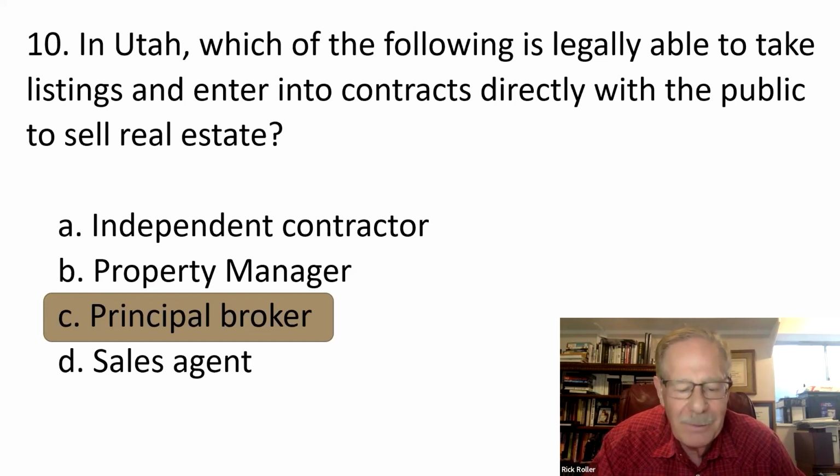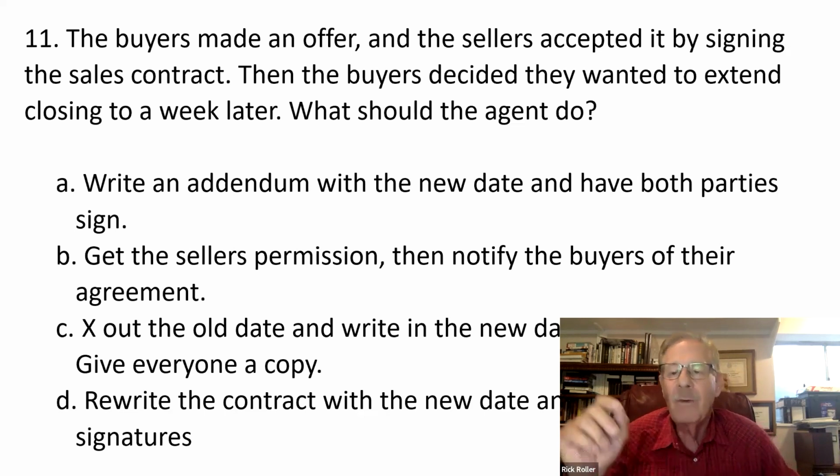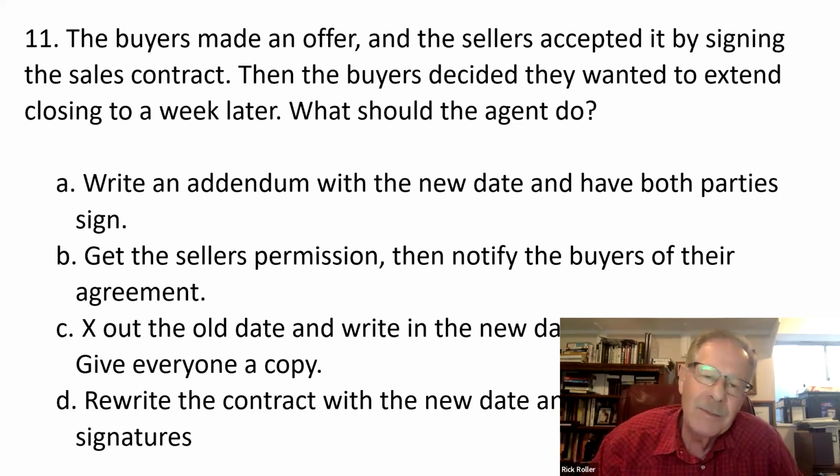Number 11, please. All righty, number 11 says the buyer's made an offer and the seller accepted it by signing the sales contract. Cool, I love it when that happens. You're getting close to putting the deal together. When the buyers decide they wanted to extend the closing a week later, okay? So they got it under contract, and then they find out that there's a delay on the loan, or there's some problem somewhere. A lot of times these are chain transactions.